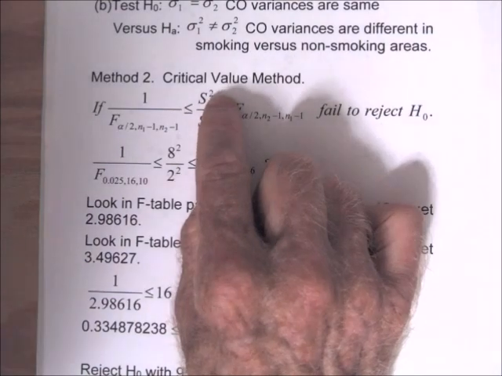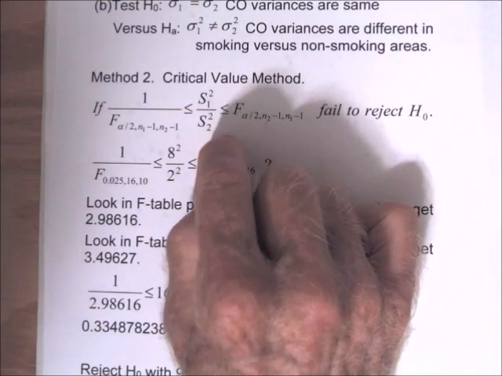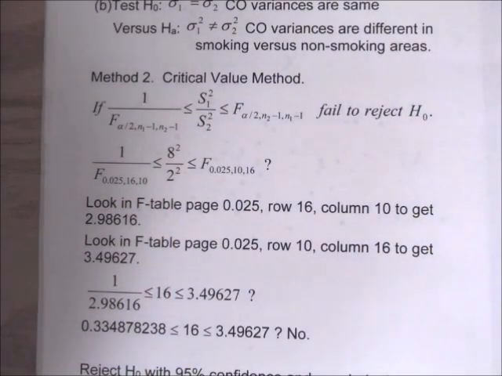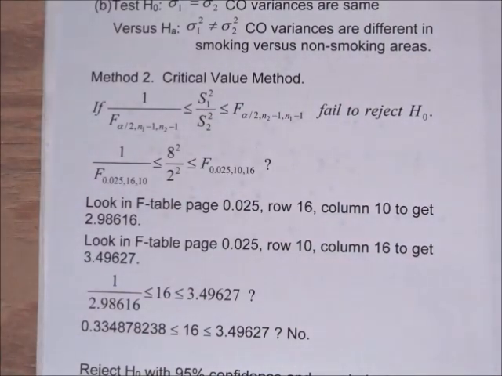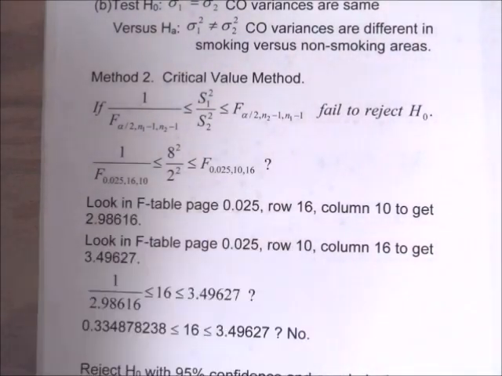And then for the test statistic, it's s1 squared divided by s2 squared, so it would be 8 squared divided by 2 squared, which is 16. Let's see, this table in the book is organized a little bit differently. Pull up that table here. So we're looking in row group 16.